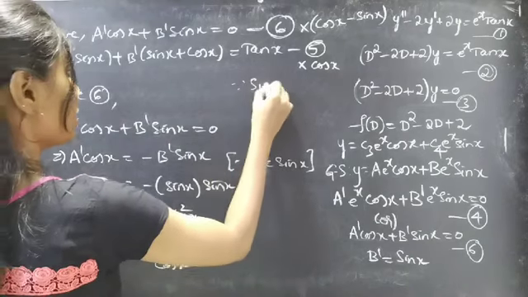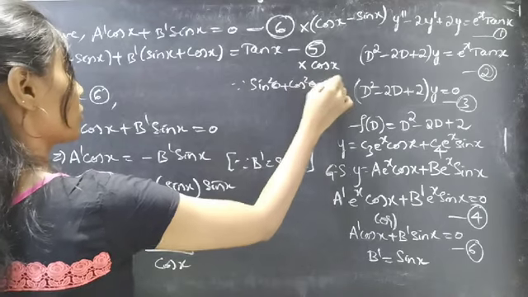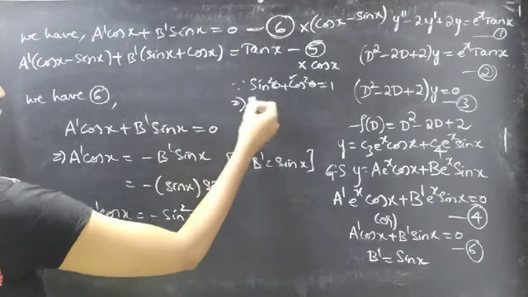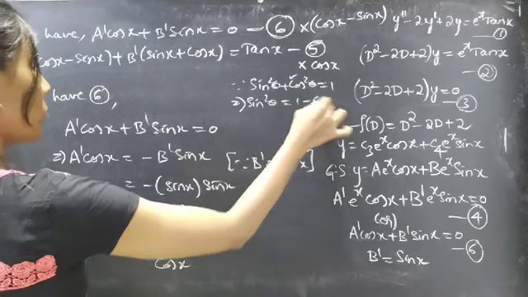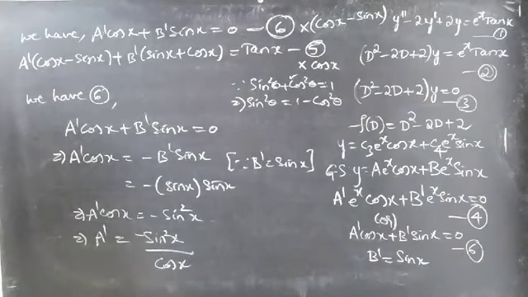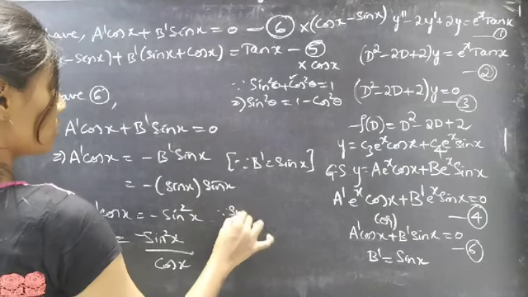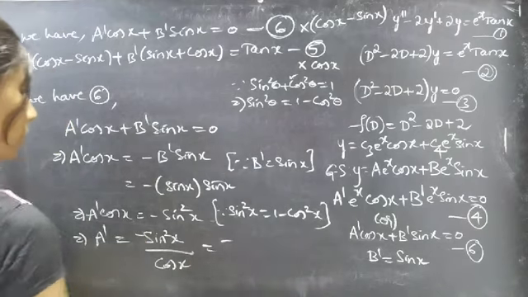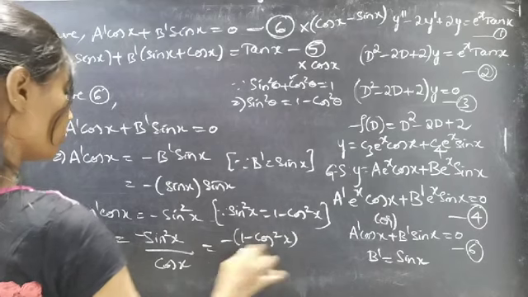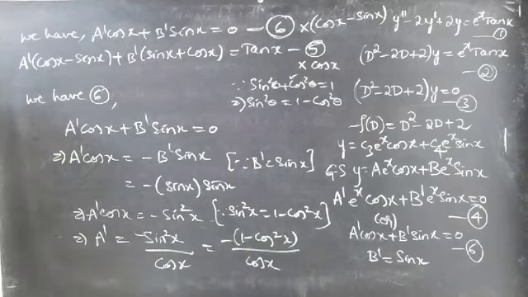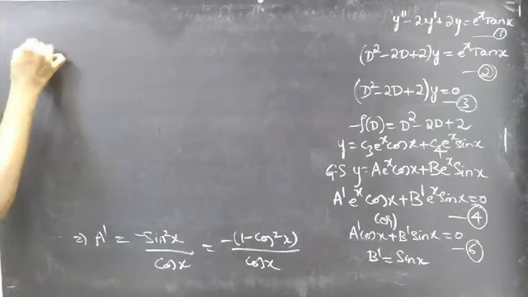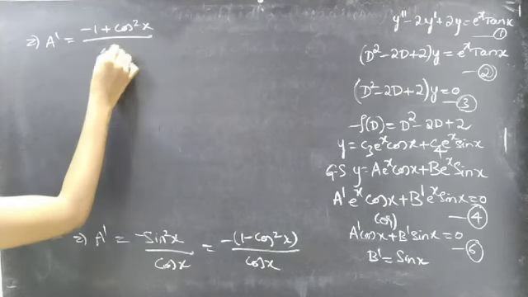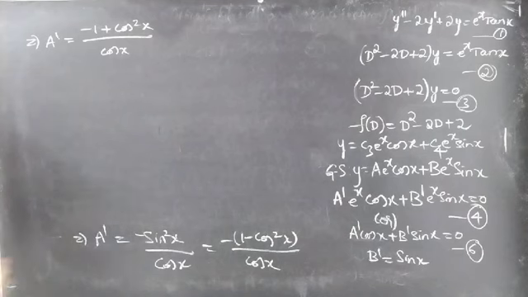Since we know that sin square theta plus cos square theta equal to 1, we can take cos square theta to the RHS and get sin square theta equal to 1 minus cos square theta. Now replace sin square x with 1 minus cos square x in the numerator, which gives us minus 1 plus cos square x by cos x.